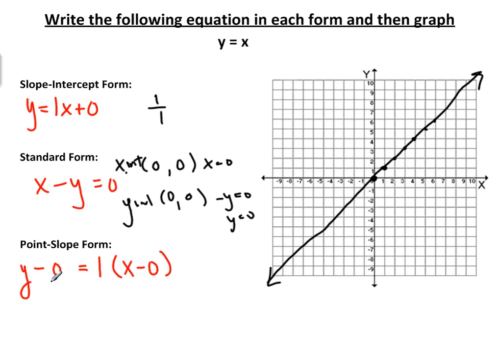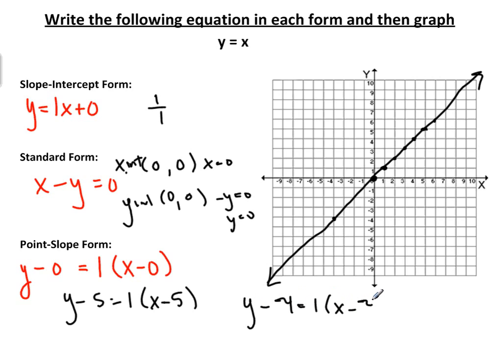Point-slope, I can write in an infinite number of different ways because the point 0, 0 is on my graph. But so is the point, let's say, 5, 5. So I could have written y minus 5 equals 1, x minus 5. That would have worked as well. The point negative 4, negative 4 is on the graph right here. So I could have written y minus a negative 4 equals 1, x minus a negative 4. But we usually wouldn't have written it this way. We would have written y plus 4 equals 1, x plus 4.